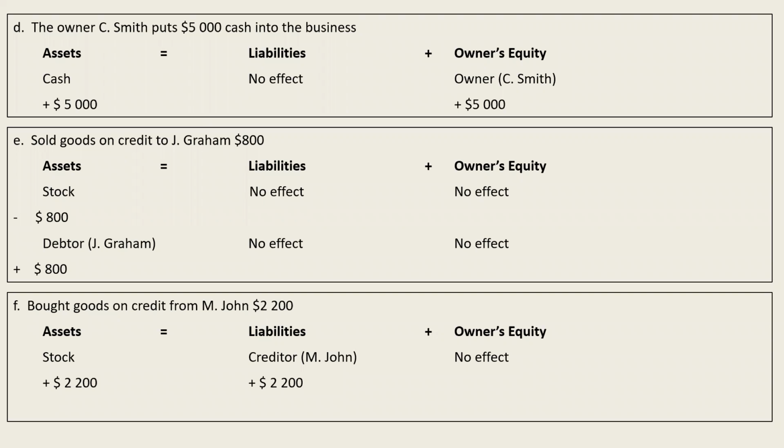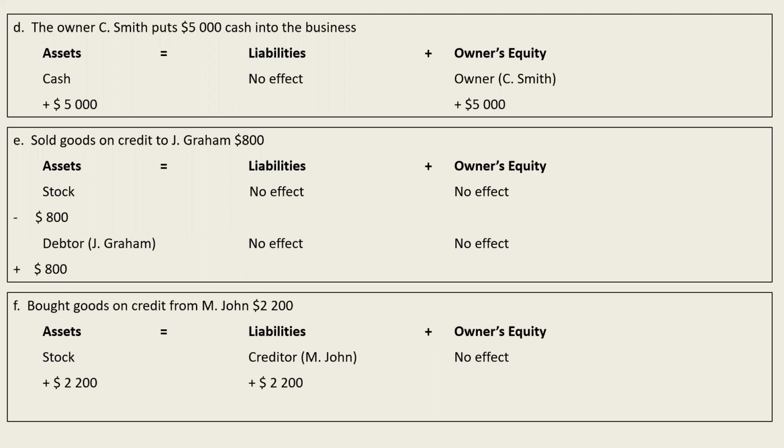Again, let me just go through that part. You notice where it has affected only the assets of the business. Sold goods on credit to J. Graham. Goods are leaving the business. So you minus that $800 because the goods are leaving the business. It's going to J. Graham. So it lessens your stock. But it also increases your debtor. Debtors are people who owe the business. J. Graham is owing the business $800.